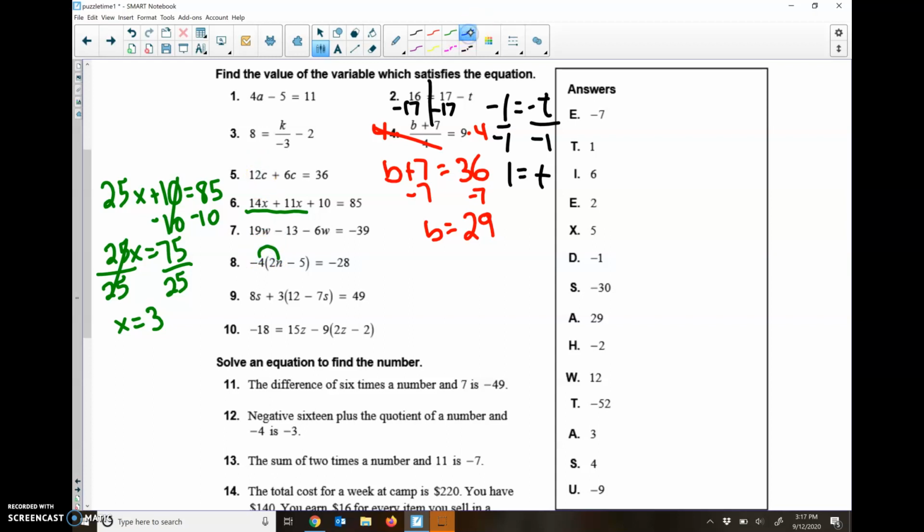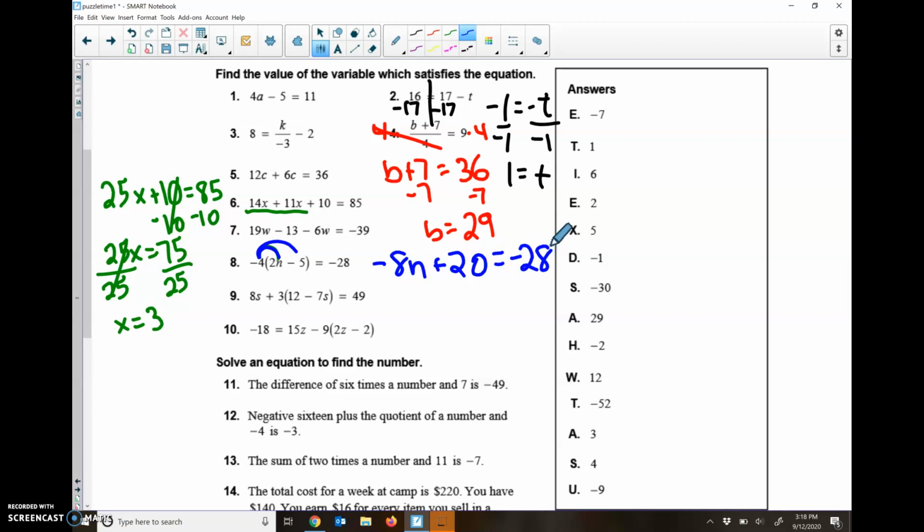Oops. Switch to blue. Okay, so negative 4 times a positive 2n is a negative 8n. Negative 4 times a negative 5 is a positive 20 equals negative 28.